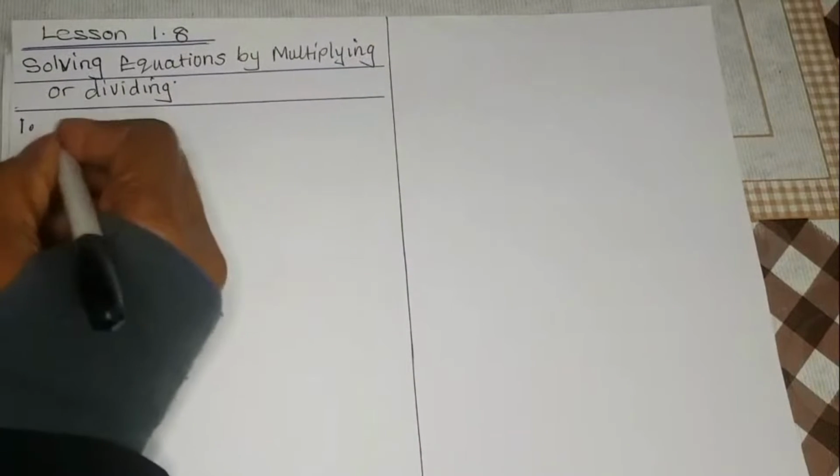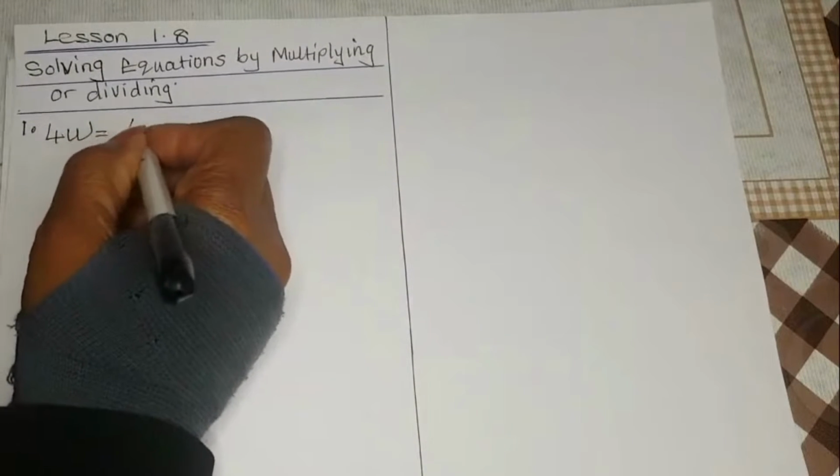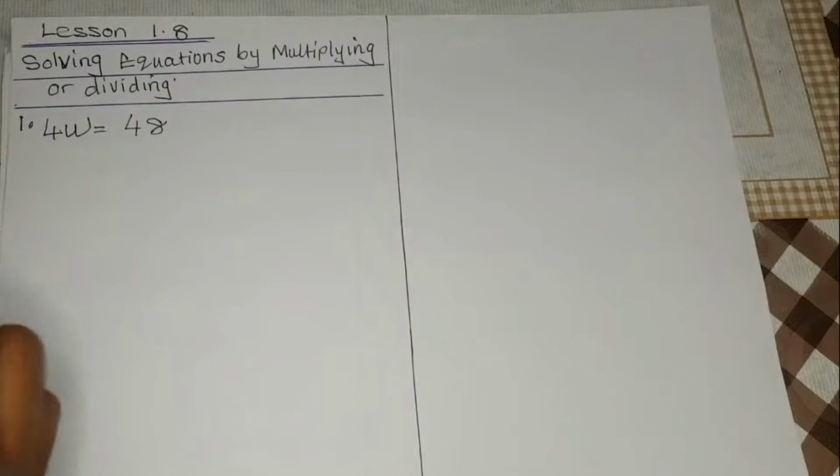I'm getting it from here. Okay, question number one is, I don't know if you can see me, 4W equals 48. The next time I'll be teaching, I'll be using my board. I have a blackboard, I have a whiteboard here, so it will be better.